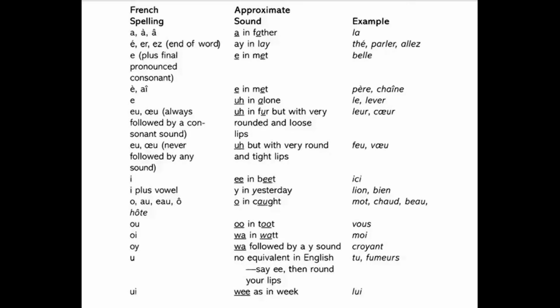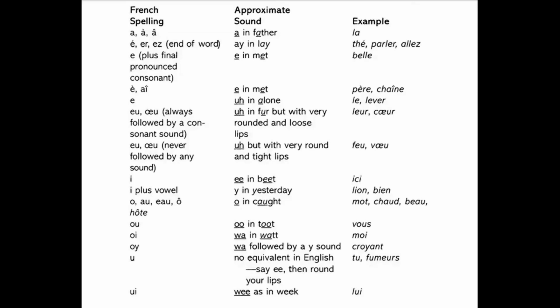So now I am going to teach you the conditions. If there is a combination of vowels, or a vowel comes into any condition, how will you pronounce it? First, there is A with normal A, then A with grave or A with circumflex. The sound is A, like in father, la.